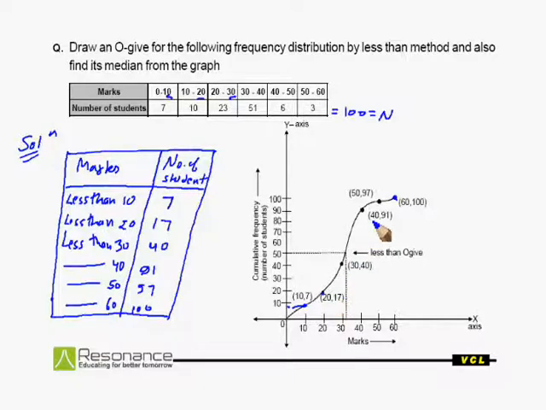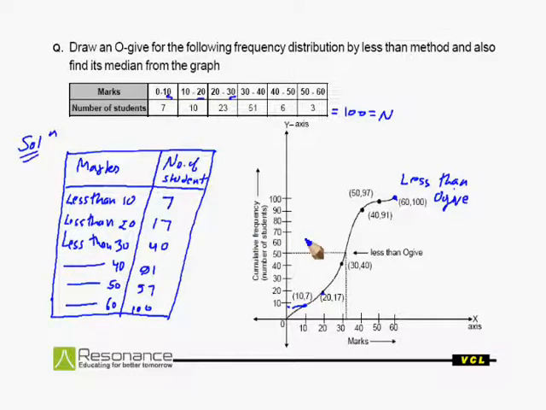Now after plotting all these points, we join these points by a freehand sketch. When we join all these points by a freehand sketch, this is called an ogive, or we can say it is a freehand sketch curve. This is our cumulative less than ogive. This is called a less than ogive, because this graph is obtained from the less than table.